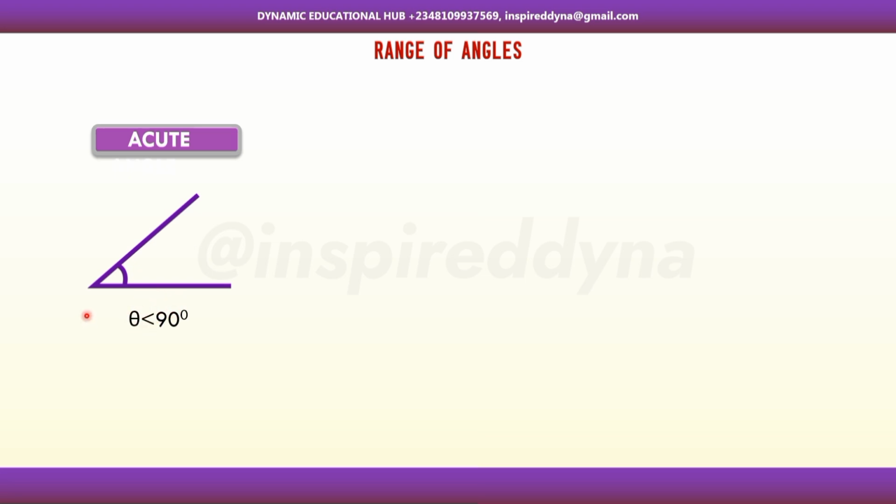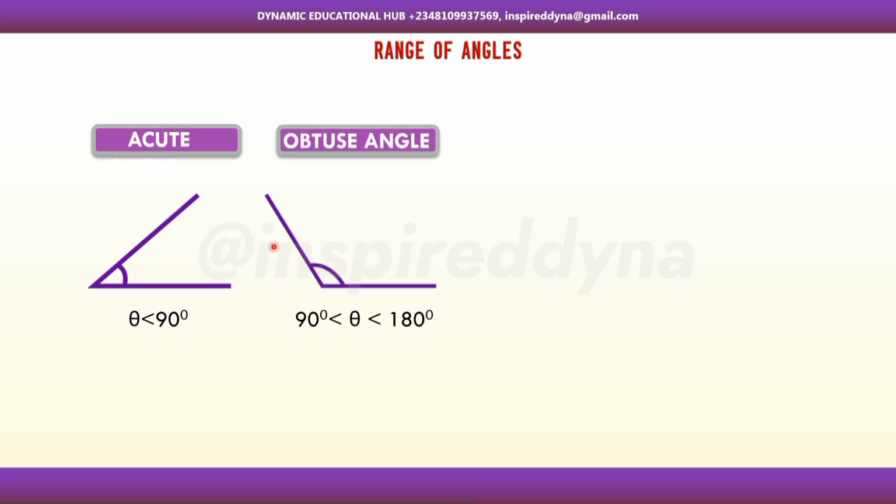Theta is a Greek symbol that is usually used for denoting an angle. So theta is less than 90 degrees. So any angle that is less than 90 degrees is classified as an acute angle. 30, 60, 45, 85, 8. So we have the obtuse angle as well. Obtuse angles are angles that range between 90 to 180. So it means between 90 point something to 179 point something. So any angle that falls within this range is known as an obtuse angle.